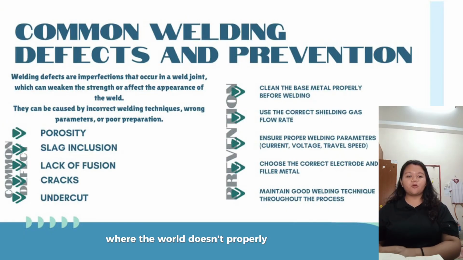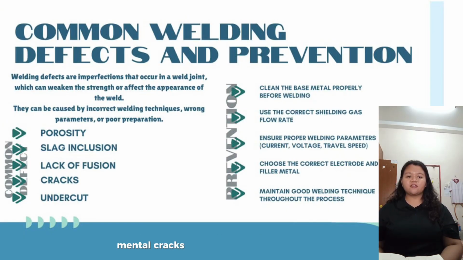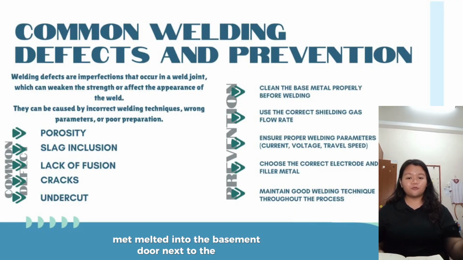the weld doesn't properly bond with the base metal; cracks, which can weaken the weld; and undercut, a groove melted into the base metal next to the weld.